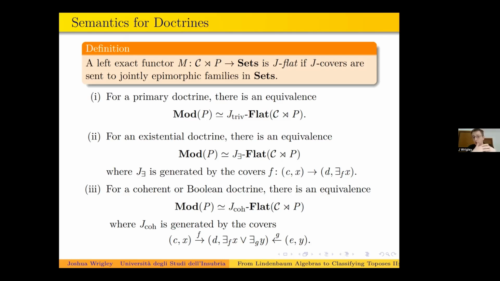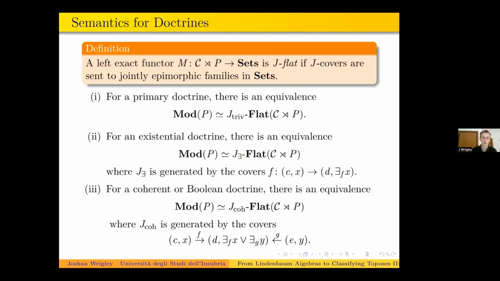coherent and Boolean doctrines are both covered by flat functors for the coherent topology. The coherent topology is defined to be the topology generated by covering families of this form at the bottom. So we can see that by modifying which Grothendieck topology we take, we modify which syntax we are preserving when we take our category of models. To belabor and stress the point again, Grothendieck topologies allow us to uniformly talk about a large class of possible syntaxes on pre-orders, not all, but a large class.